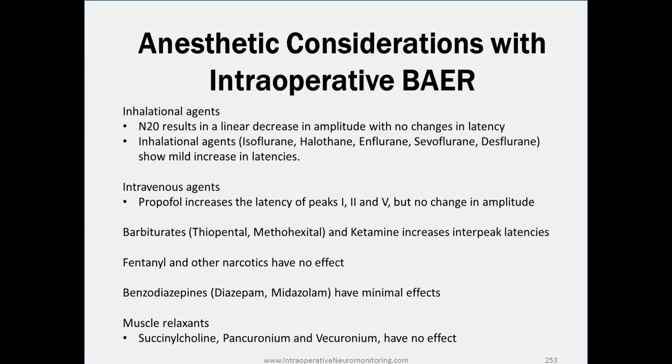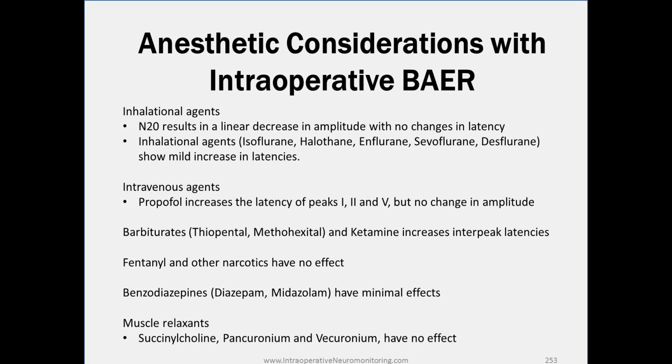Anesthetic considerations with intraoperative BAERs. Inhalational agents like nitrous result in a linear decrease in amplitude with no changes in latency. Inhalational agents like isoflurane, enflurane, and desflurane show mild increases in latencies. Intravenous agents: propofol increases the latency of waves 1, 2, and 5, but no changes in amplitude. Barbiturates and ketamine increase interpeak latencies.